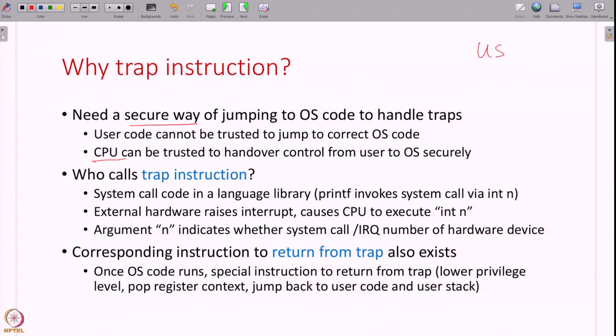We need control to go from user code to the OS code, and this transition happens with this trap instruction or the int instruction. Now who calls this trap instruction?